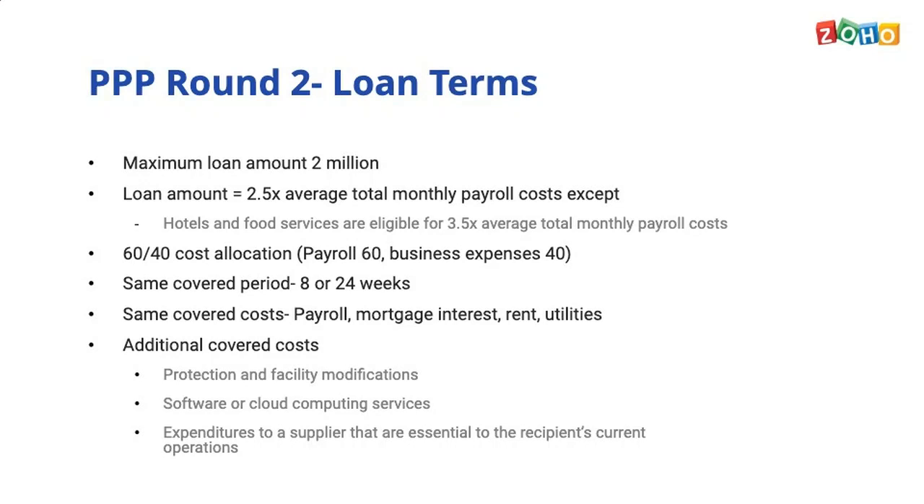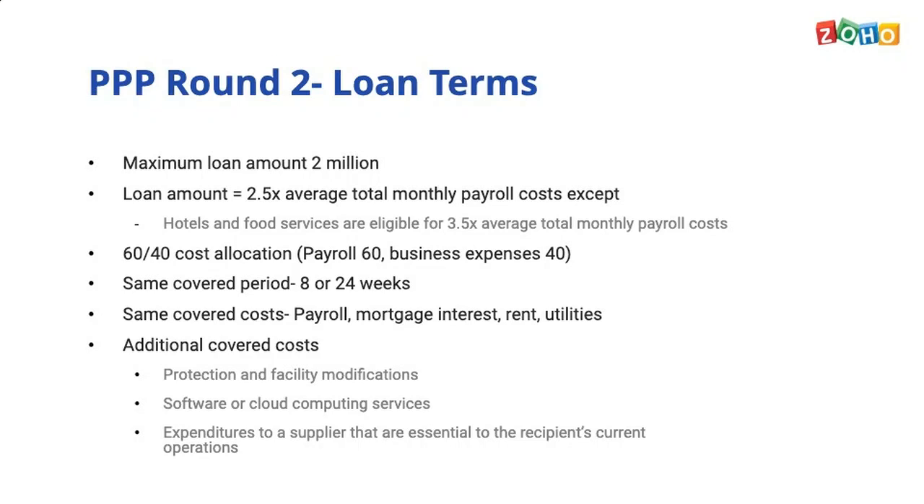Same covered period, so you can choose between 8 or 24 weeks. And same covered costs, so payroll, mortgage interest, rent, and utilities. But they did include additional covered costs, so this is pretty neat. And I have a list of them right here. I think they will have a full list later, but this is kind of the general.